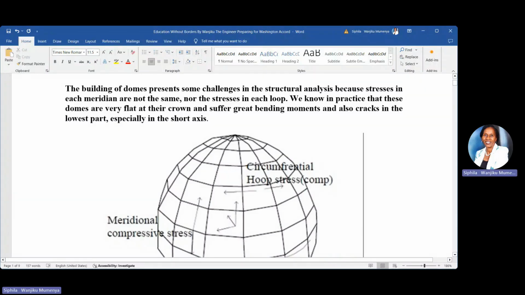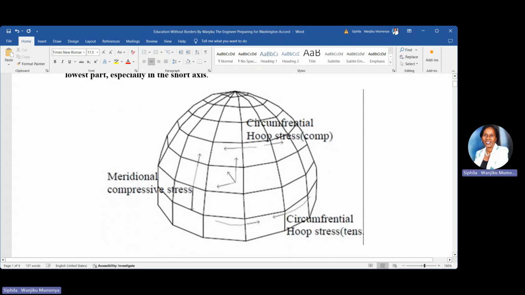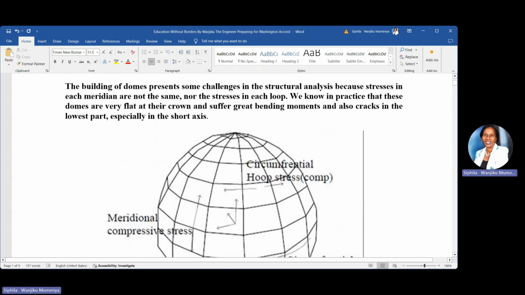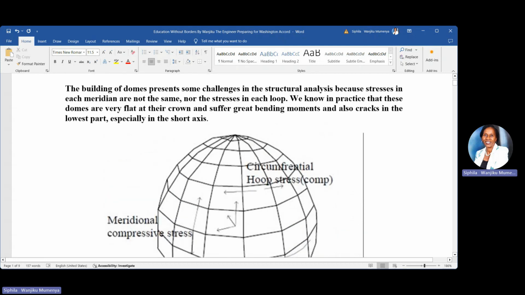We know in practice that these domes are very flat at their crown and suffer great bending moments, and also cracks in the lowest part, especially in the short axis. This is just an introduction of what a shell is. What is it that is important in the geometry of a shell?